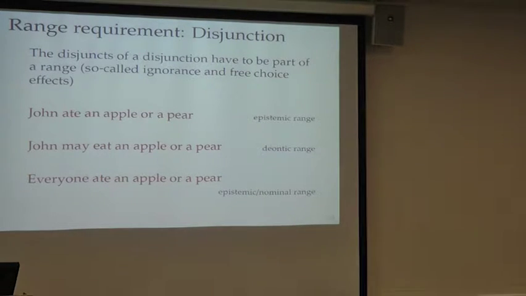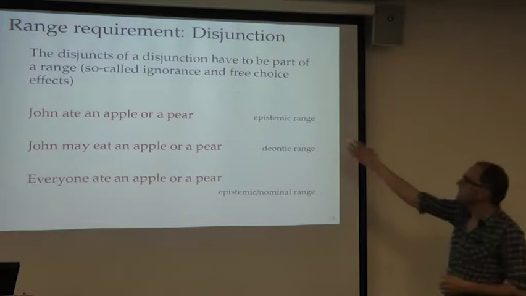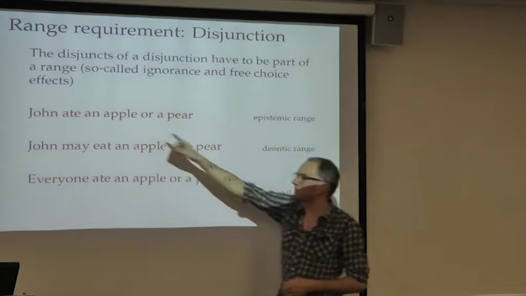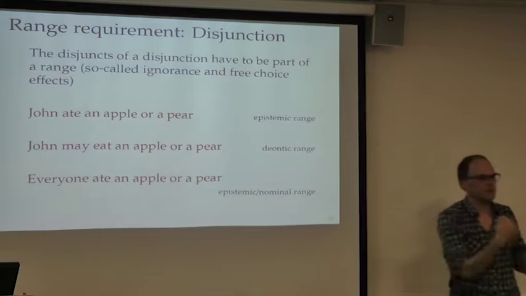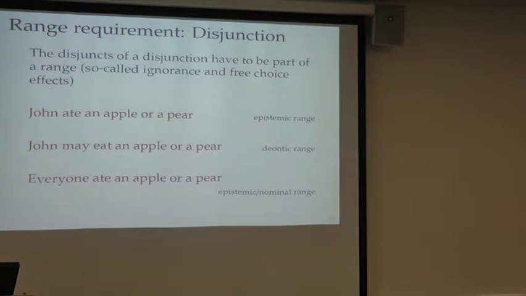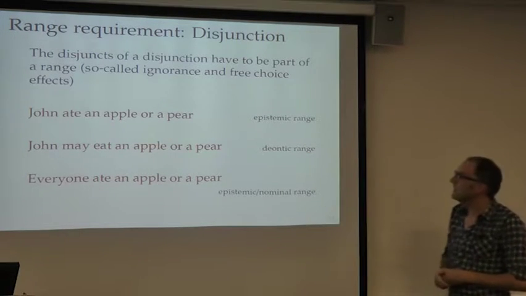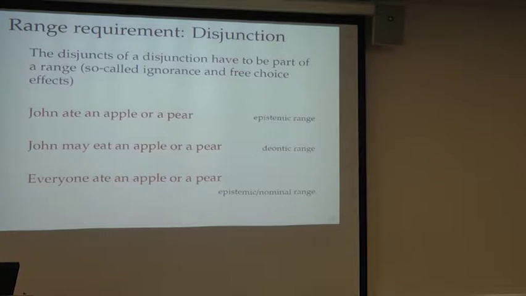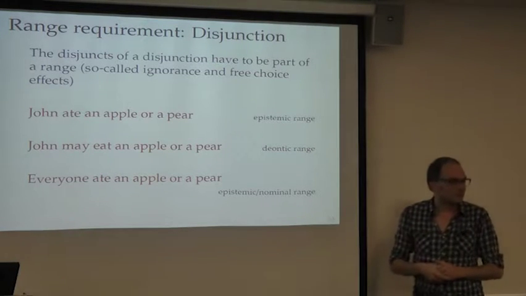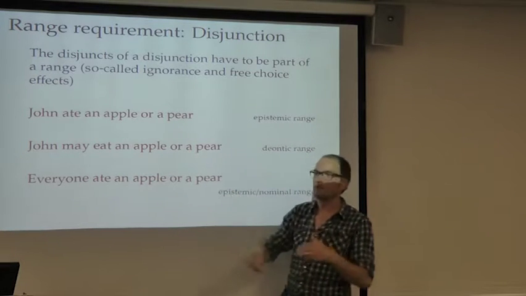So again, let's take this first example. John ate an apple or a pear. The normal way to interpret this is that the speaker doesn't know what John ate. So here again, there's an epistemic range, and this epistemic range reflects the disjuncts. The disjuncts form a range, and that range respects something epistemic. Similarly, and this is the free choice effect of disjunction, John may eat an apple or a pear. What that means is that John has the permission of eating a pear and he has the permission of eating an apple. And here again, what we have is a deontic range. So the disjuncts now fall in what is deontically possible.